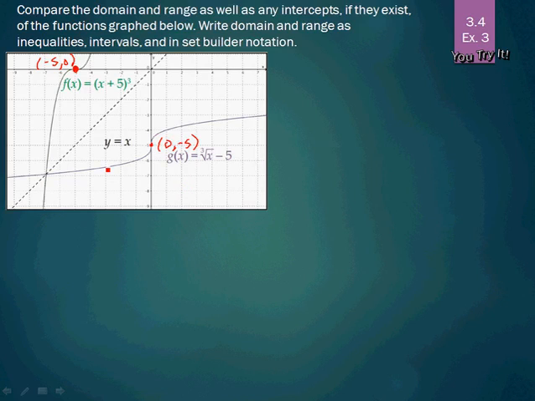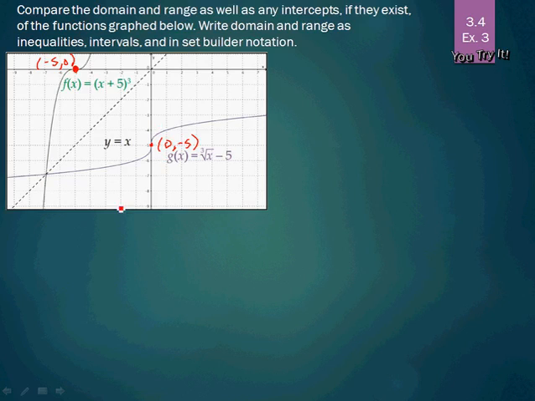Also looking at the domain, we see that g of x goes from left to right forever, and it also goes from the bottom to the top, negative infinity to positive infinity. Same thing with f of x, from negative infinity to positive infinity on the range and also the domain. It'll keep going left forever, keep going right forever. With cubic and cube root functions, it's always all real numbers for both the domain and the range.